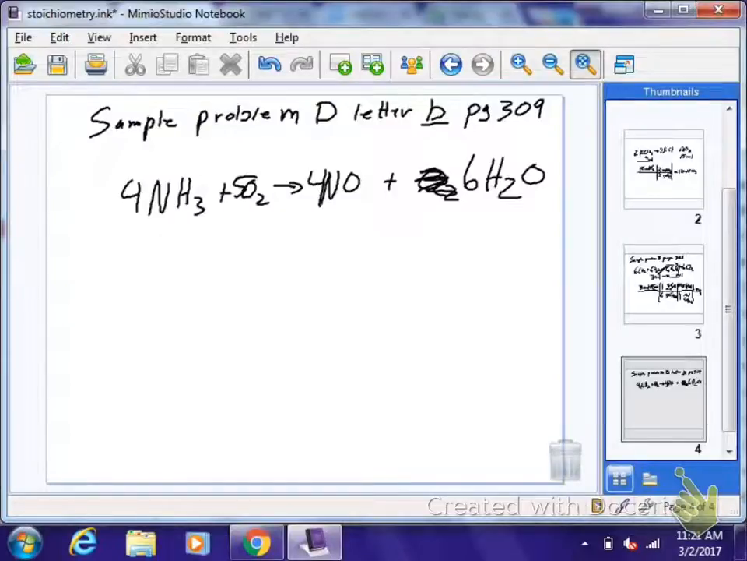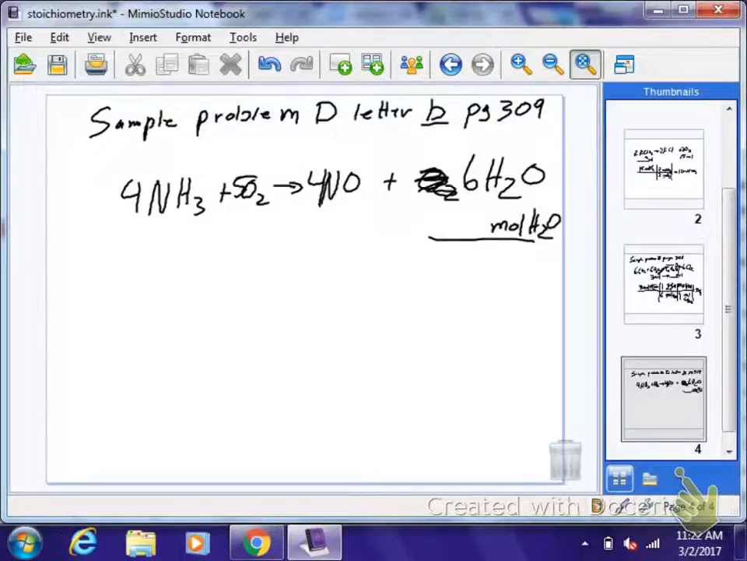Alright guys, this is a balanced equation. They have just the unbalanced one, and you'd have to balance it, so I balanced it for you so you don't have to worry about that. 4, 5, 4, 6 going across. The question is stating, we're going to do part B. Part B says, how many moles of water?